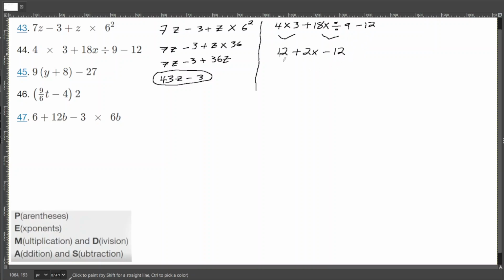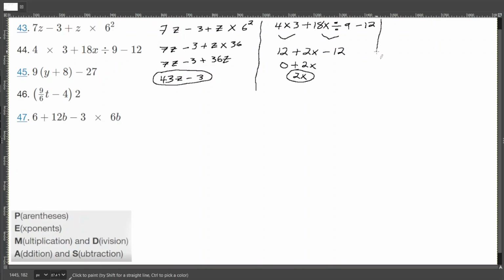So we have 12 minus 12, right? So that's just going to be 0 plus 2x. Well, that's just going to be 2x. Anything added to 0, if you add nothing to this number, no matter what x is, you're still just there. So 1 plus 0 is 1, etc., etc. So that's how we would handle number 44.